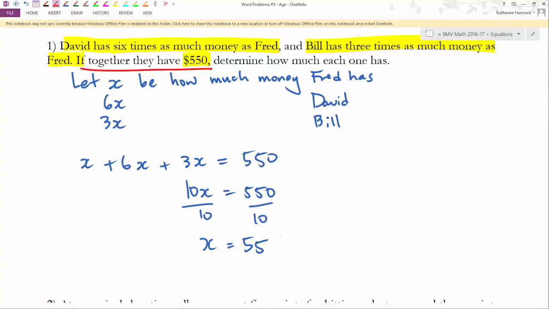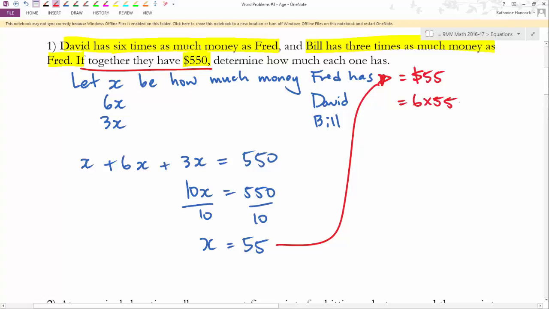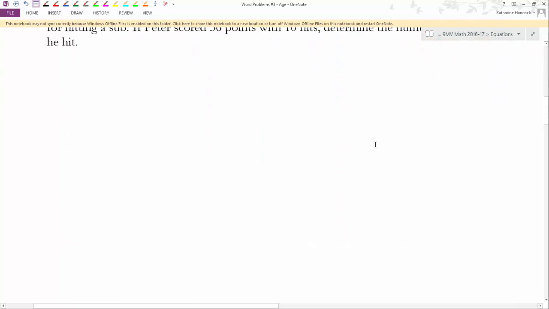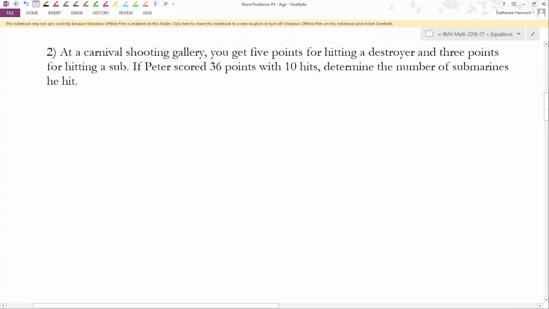So if we take this and go back to up here, that means Fred has $55. David has 6 times 55, which is $330. Don't forget the units, so that's the dollar sign here. And then Bill would have 3 times 55, which is $165. So Fred 55, David 330, and Bill 165. That's the first one. Sorry, warm up question number 2.